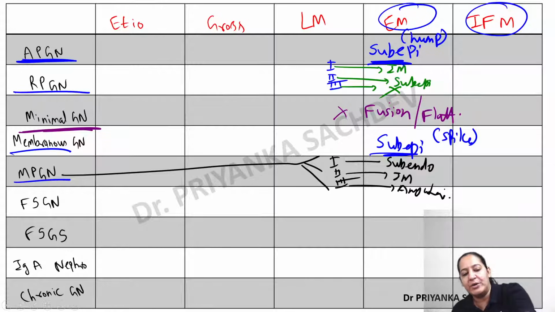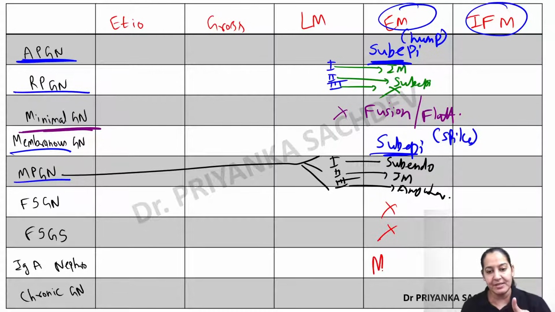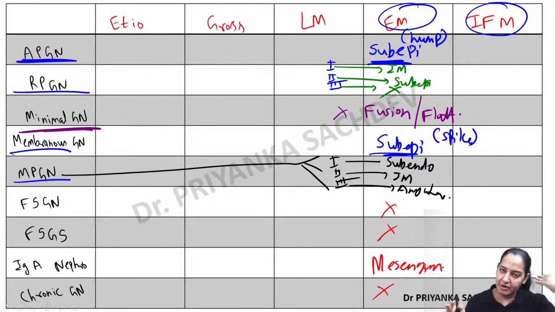In FSGS you can skip this portion because there are no deposits. In IgA nephropathy, deposits are typically in the mesangium. And in chronic, again, deposits are not important. So see the summary of the deposits. Now split them. Which of them are intramembranous? Which of them are subepithelial, subendothelial, and mesangial? So please split them into 4 components. Everyone give me a thumbs up.